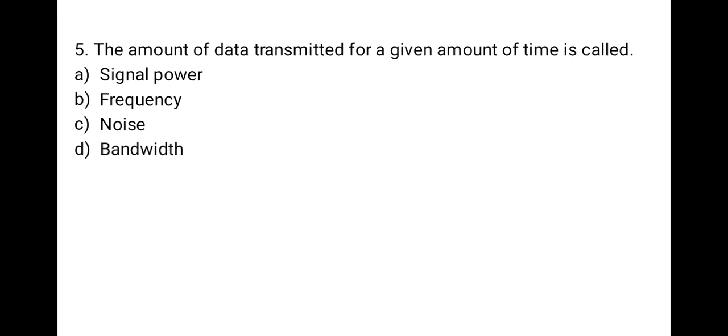The next question, the amount of data transmitted for a given amount of time is called. And the correct option is bandwidth. And its unit is bits per second. That means the amount of data that can be transmitted in a given amount of time. So, the correct option is D.